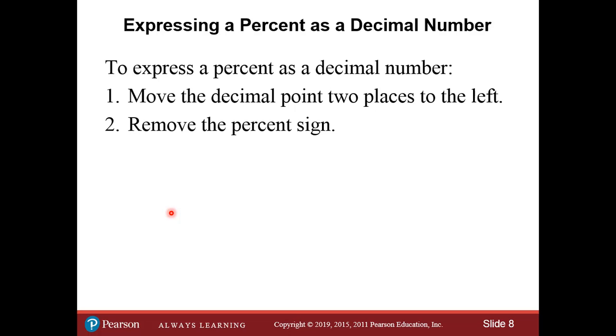Now, to express a percent as a decimal number, you're going to go the opposite direction. So basically what you're going to do is drop the percent sign and then move the decimal point over to the left 2 spots. Now here they have the step 1, moving the decimal and then removing the percent sign. It really doesn't matter which way you do it, as long as you do those 2 things.